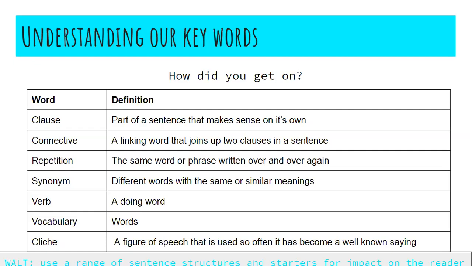A figure of speech that is used so often it's become a well-known saying. For example, it's raining like cats and dogs. Something like that. It's just a saying that everybody uses all the time. It's quiet as a mouse. All of these words are things that we are now going to use in our own writing to improve our sentences.